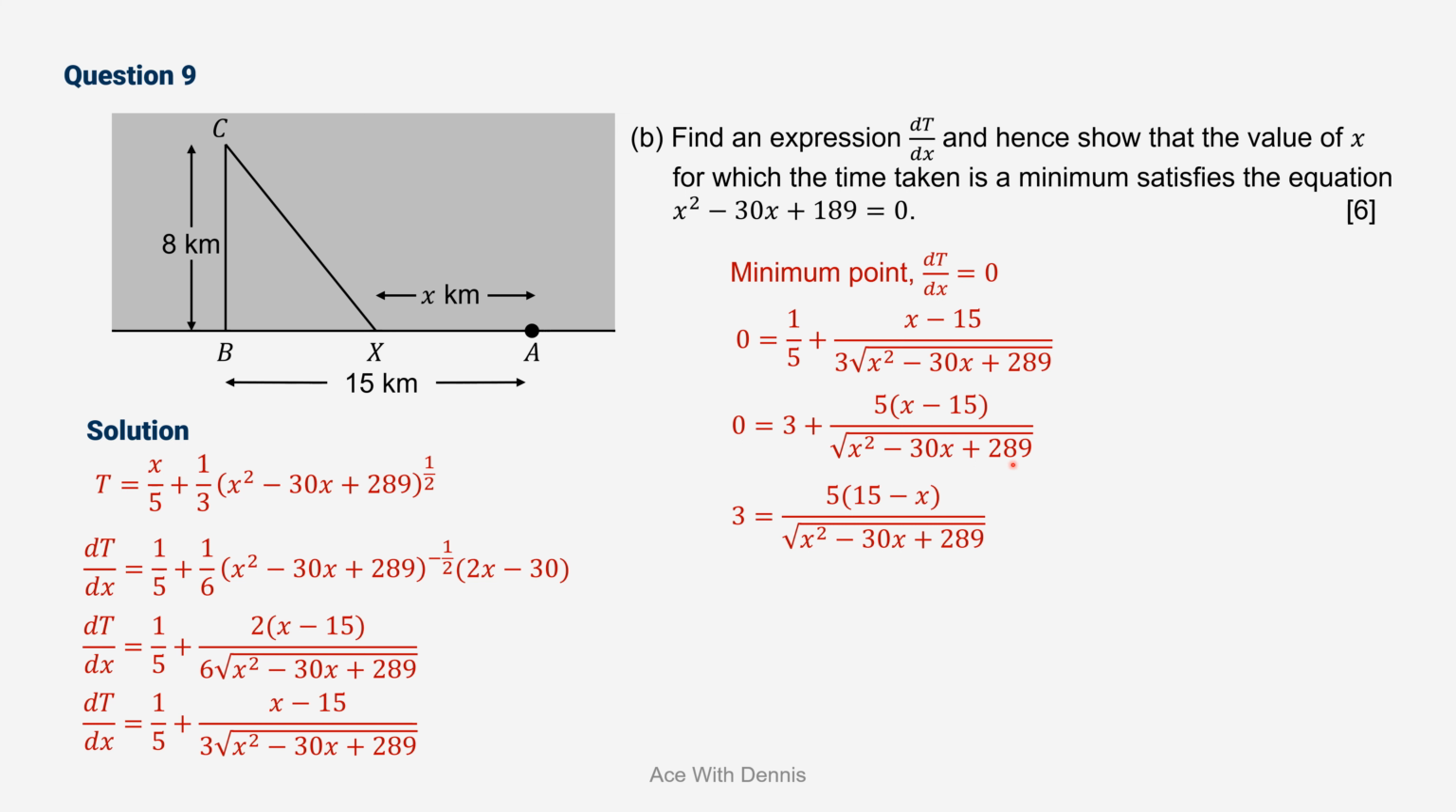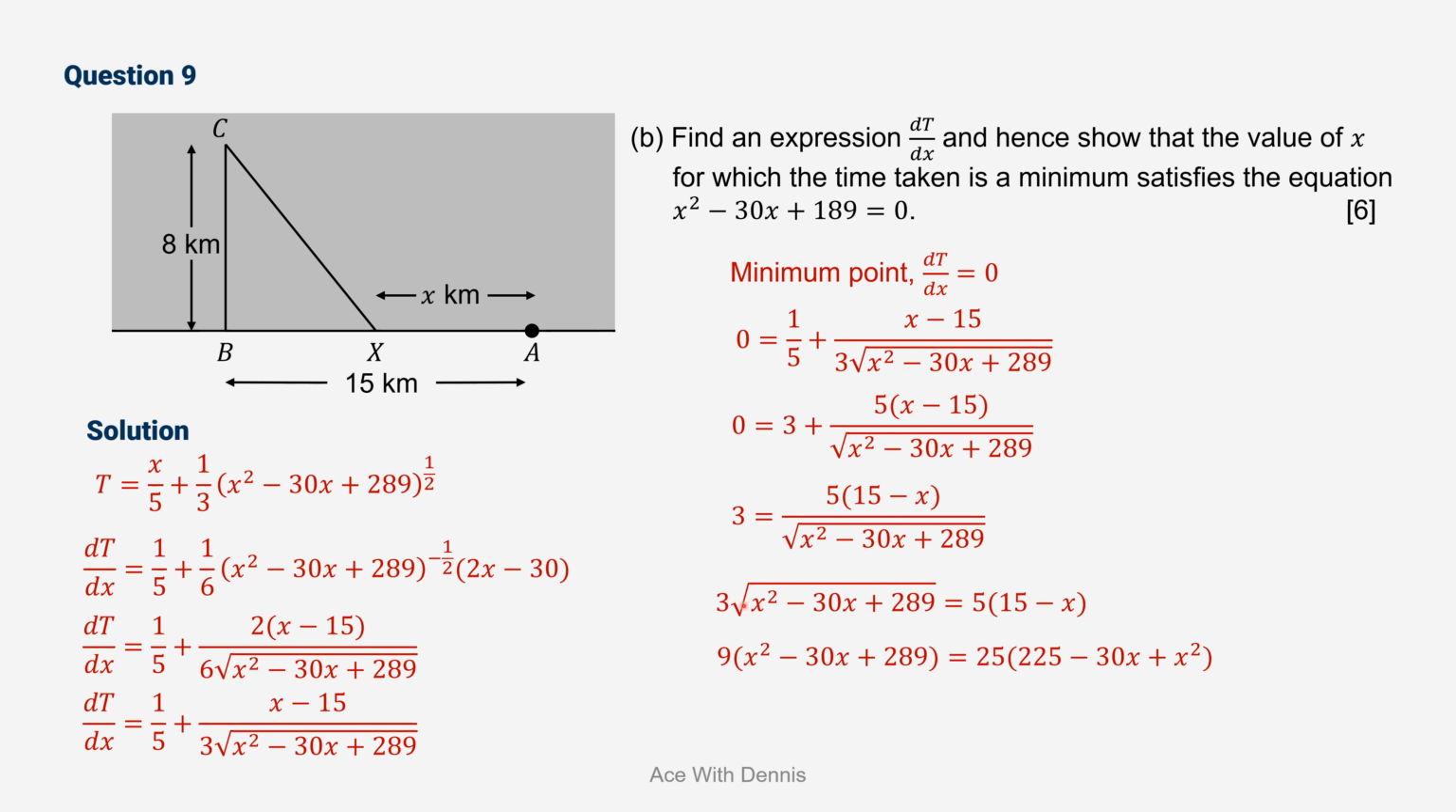So you're not really sure what I'm doing here. I just move this term to the other side. It should be negative the whole thing, but I switch x minus 15 to 15 minus x, then I don't have to put a negative sign in front. Okay, so the next thing I do is I will bring this to the left hand side. It becomes multiply. So 3 square root of x squared minus 30x plus 289 equals 5 bracket 15 minus x.